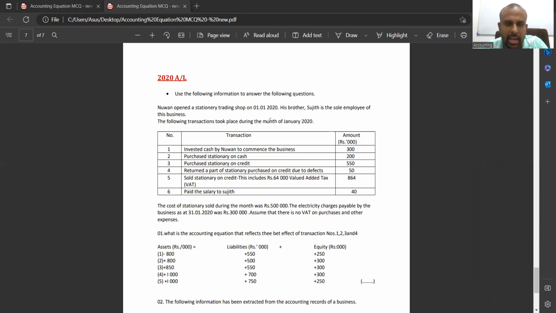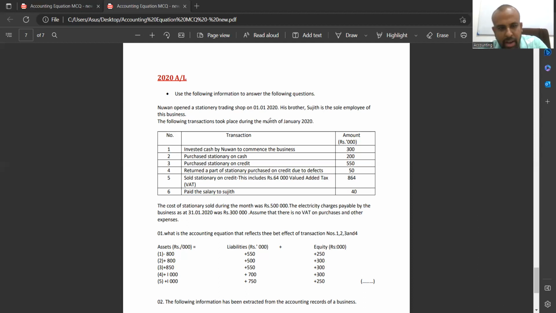Capital invested by Nuwan to commence the business, purchase of stationery on cash, purchase of stationery on credit, return part of the stationery, sold stationery on credit. This includes 64,000 value-added tax, right? Paid salary to Sujit. Cost of the stationery sold during the year 500,000. The electricity charges payable 300,000. Assume that there's no VAT on the purchases and the other expenses.